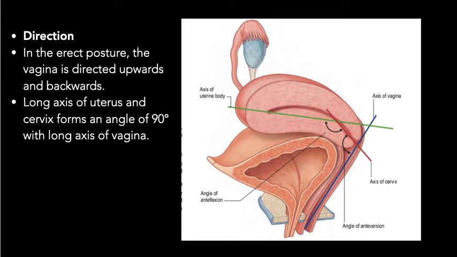Now, as you can see, in the erect posture, the vagina is directed upward and backward, whereas the long axis of the uterus and cervix forms an angle of about 90 degrees with the long axis of the vagina. Right? This is about 90 degrees.